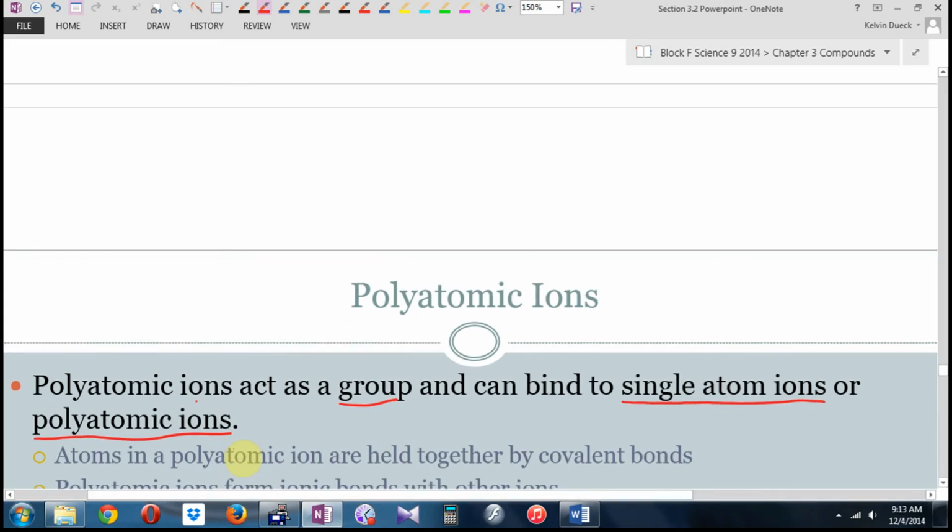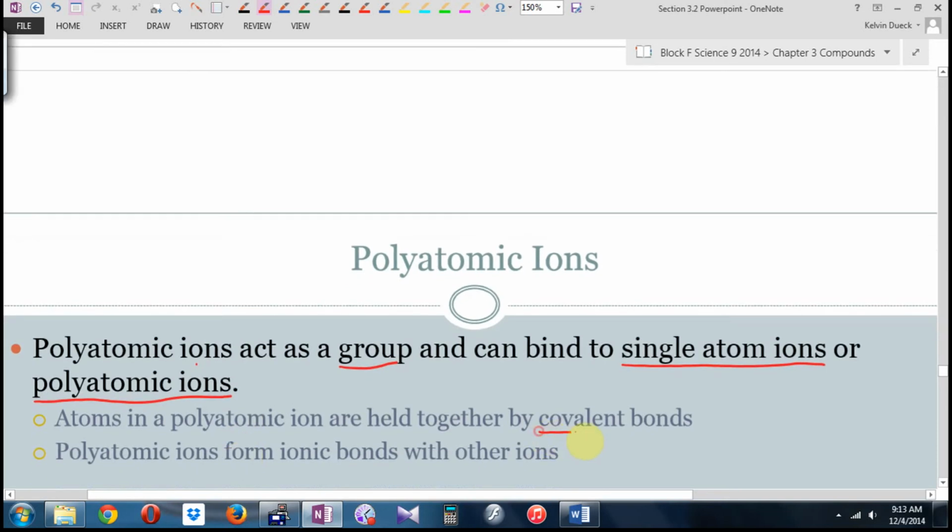So, oh, and a little note. Atoms in a polyatomic ion are held together by covalent bonds. Inside that group, they share electrons. But once that group shares electrons, they then bond ionically with the other ones. So polyatomic ions form, what did I write here? Ionic bonds with other ions.